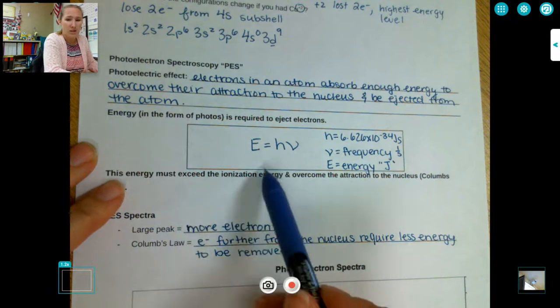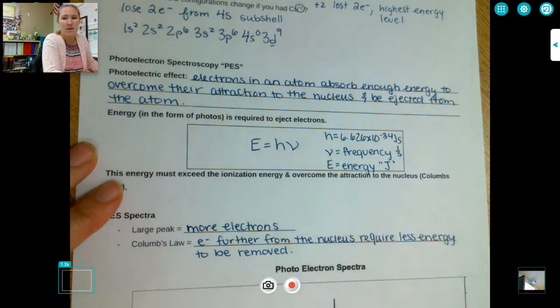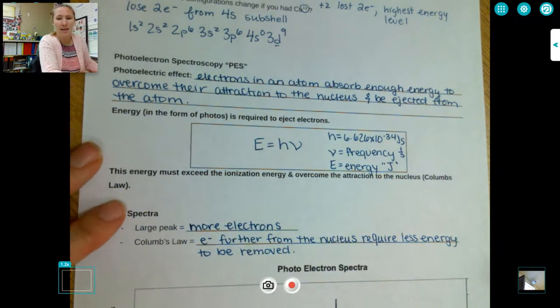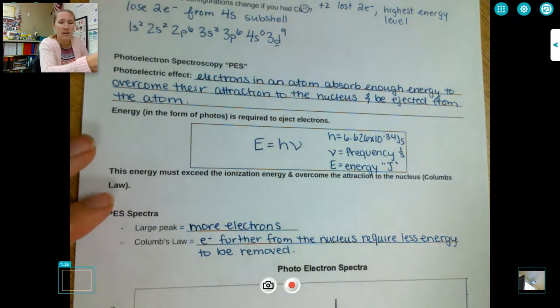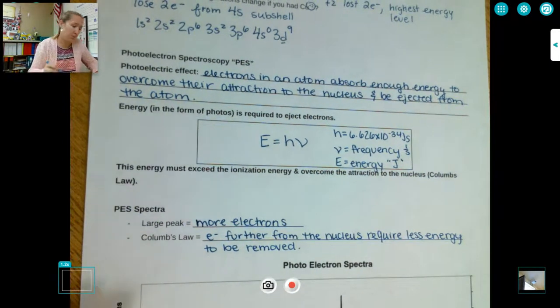So this energy that we put in must exceed the ionization energy and overcome the attraction to the nucleus. Again, Coulomb's law. My electrons are negatively charged. They are going to be attracted to my protons in my nucleus. The closer they are, the more tightly they are attracted, or the stronger they're attracted, therefore the more energy is required to remove them. Okay, and we're going to see that in our printout here below.